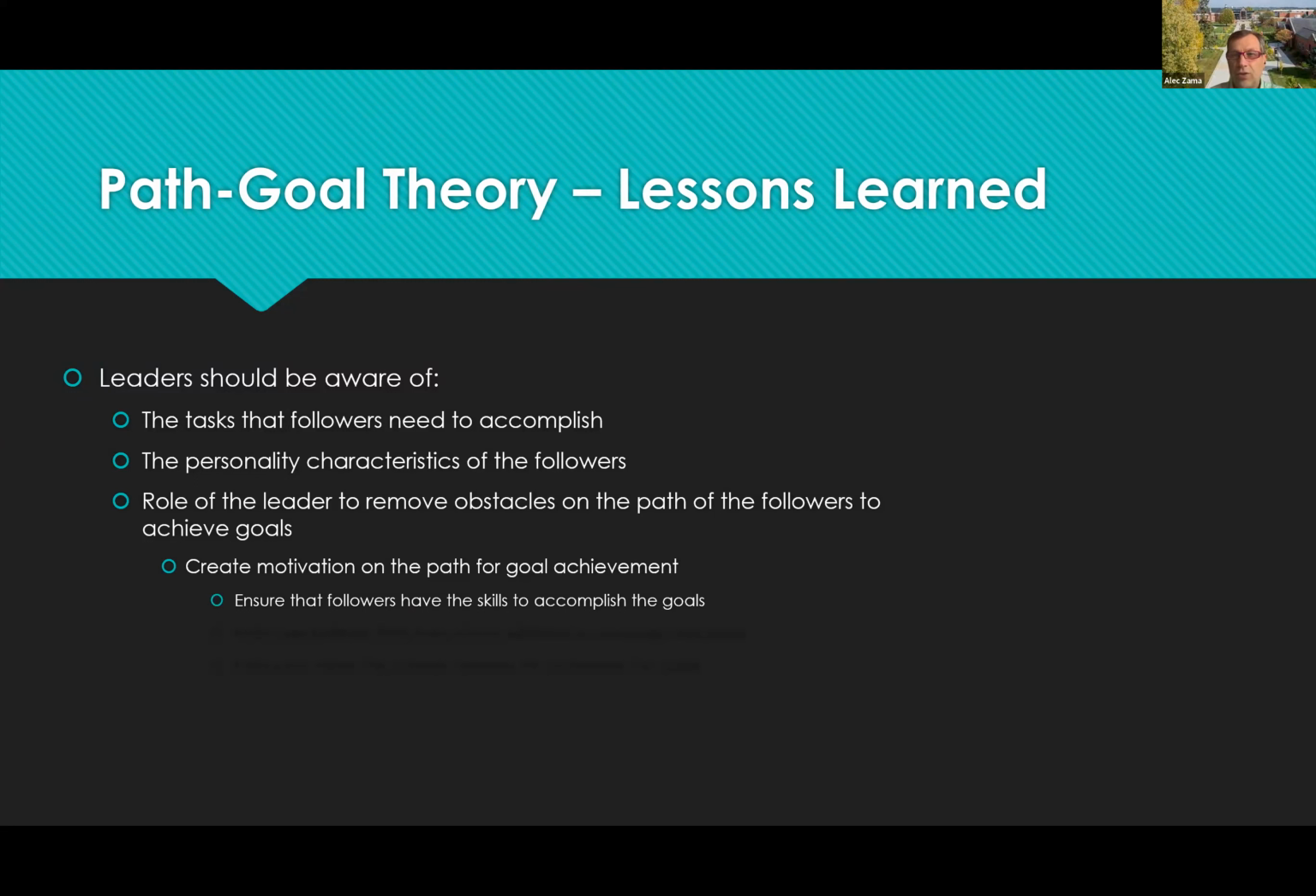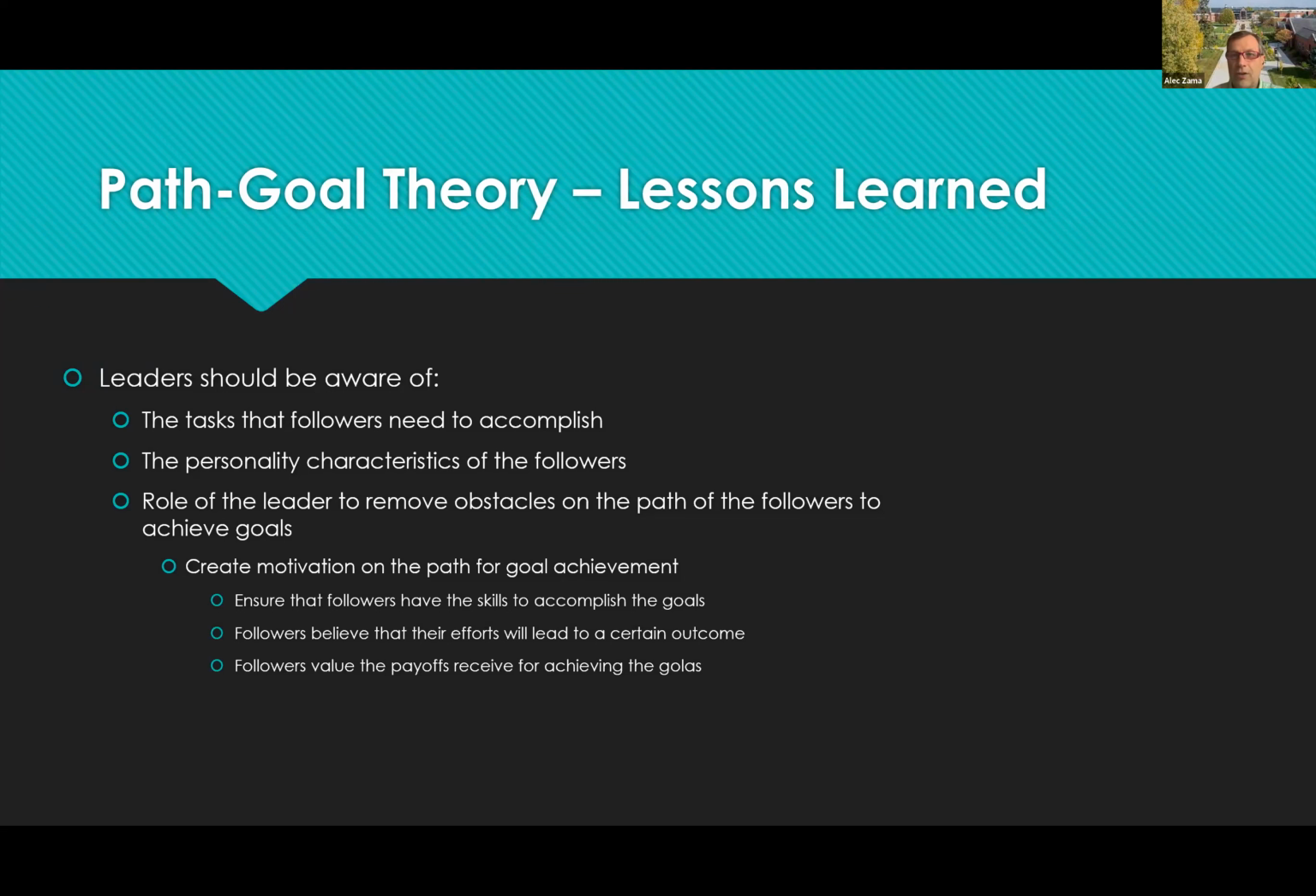So number 1, how do we do that? We ensure that followers have the skills to accomplish the goals. So do they have that high degree of self-efficacy? Do they have KSA, knowledge, skills, and abilities to perform the tasks required to achieve the goal? Again, followers must believe that the effort is going to lead to some type of outcome. So you have to, as a leader, be really clear in your communication and set the right expectation and clarify that if you're going to exert this effort, you're going to achieve this type of outcome, then these are the payouts that you're going to receive.